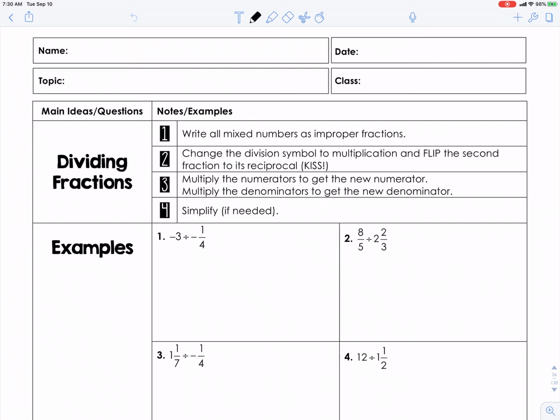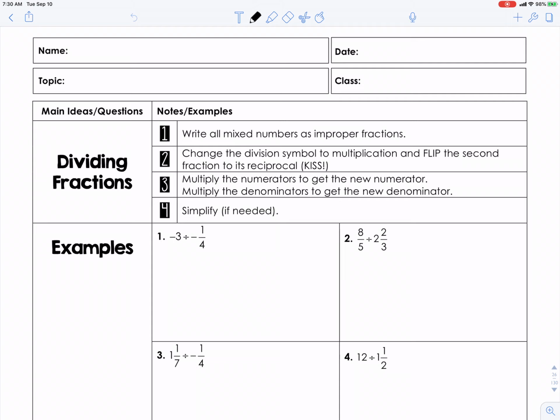If you miss something, pause it, rewind it, watch it again. It's not very difficult. So we'll go through these dividing fractions notes up here on the top, 1, 2, 3, and 4, and then we'll go through some examples. So dividing fractions. First thing, you got to write all mixed numbers as improper fractions, I'm sorry. Everything needs to be in a fraction form.